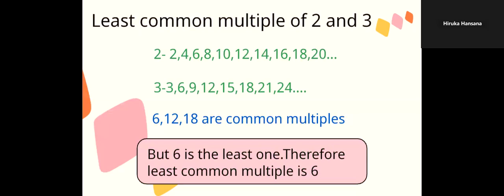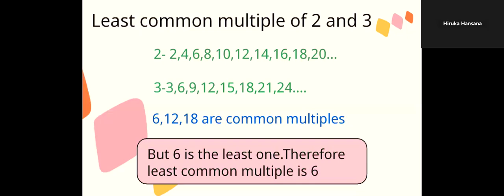For 3, you can write 3 into 1 is 3. 3 multiplied by 1 is 3. 3 multiplied by 2 is 6. 3 multiplied by 3 is 9. 3 multiplied by 4 is 12. 3 multiplied by 5 is 15, and so on. So you can keep on writing an infinite number of multiples for 3 also.